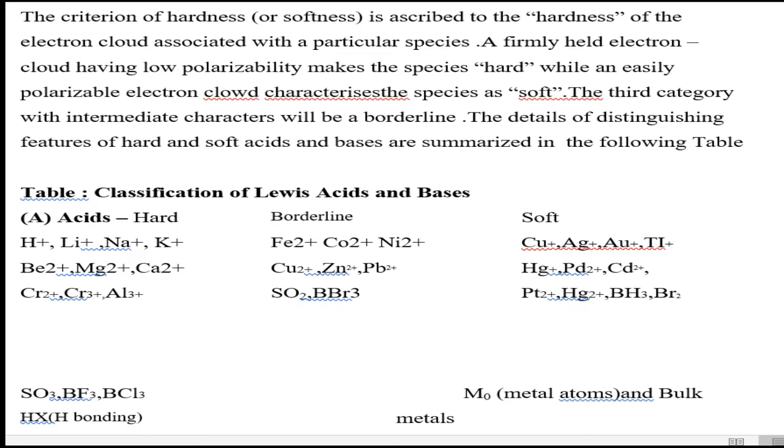So now we have the classification of hard and soft acids and bases. On the extreme left hand side of the screen, you can see the hard acids. In this category, we have proton, lithium plus, sodium plus, potassium plus, beryllium plus 2, magnesium plus 2, calcium plus 2, etc. And on the extreme right of the screen, you can see the soft acids like cuprous ion, silver plus, Au plus, etc. And we have metal atoms and bulk metal atoms in this category. Borderline species, in this category you have Fe plus 2, cobalt plus 2, nickel plus 2, sulfur dioxide, etc.